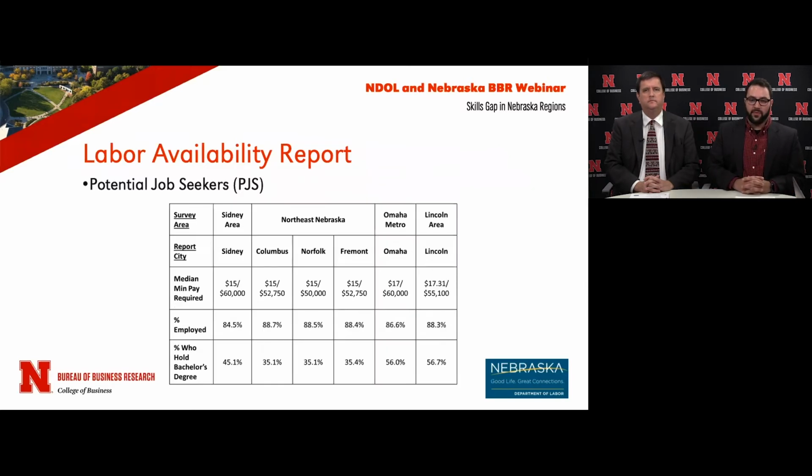Here are some more summary statistics about potential job seekers. If we look in the Sydney column again, you can see that we also ask respondents what their minimum pay they would require to change jobs would be, and we calculate wage responses and salary responses separately. We also ask employment status and education attainment. And as you can see in the Omaha and Lincoln area, over half of the respondents who are potential job seekers hold a bachelor's degree.